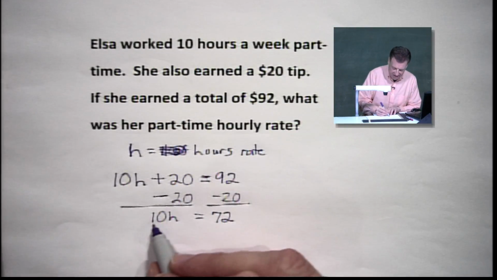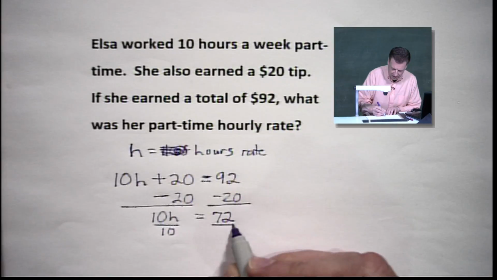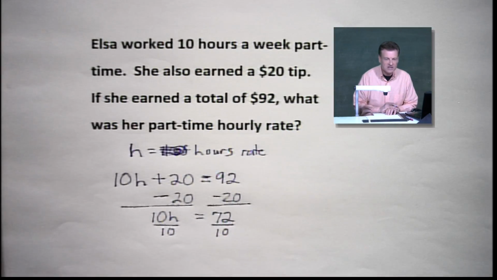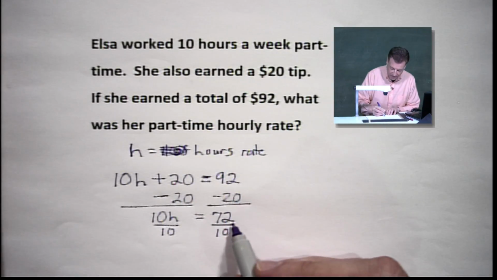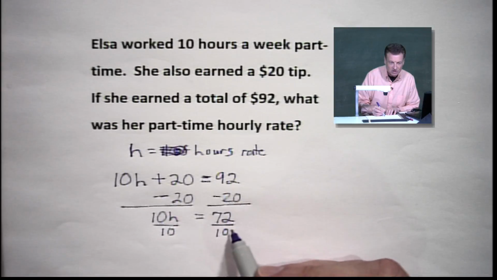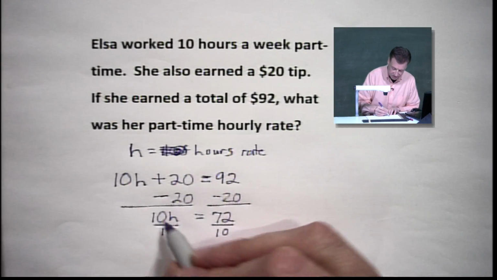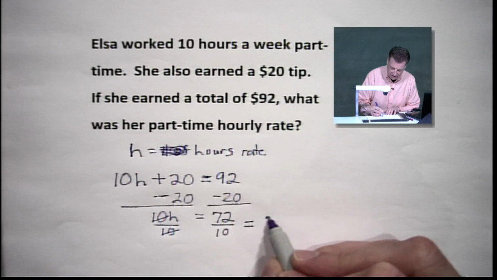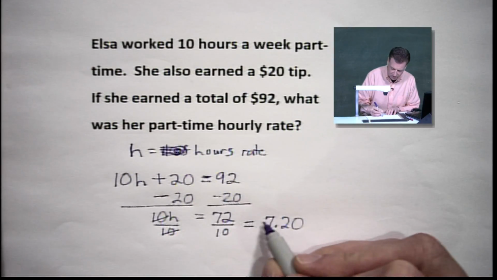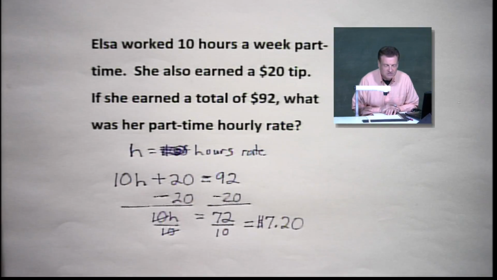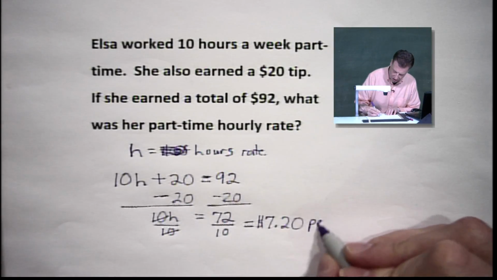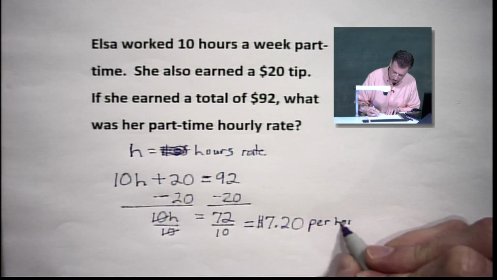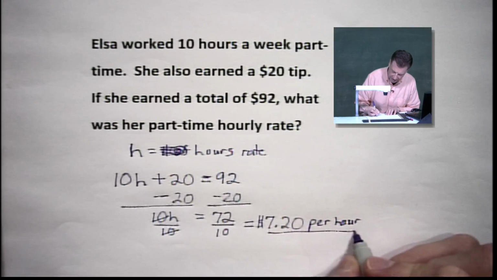So let's see. We're going to divide both sides by our 10. And you know the easy secret trick to this, folks, is simply move that decimal in one place, because we're going to divide by a power of 10. All right, so the 10s go away, and this is going to give us $7.20. That's what she makes per hour. That's her rate.